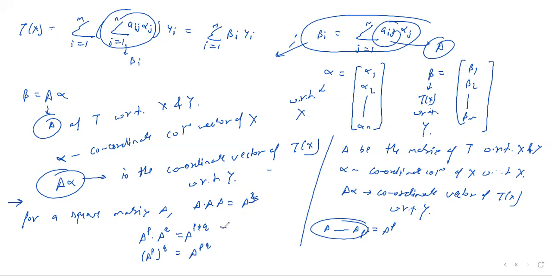Okay, and we have in the power system that A power p into A power q will be equal to A power q into A power p. From this we got that powers of a square matrix A commute. That means powers of A commute.